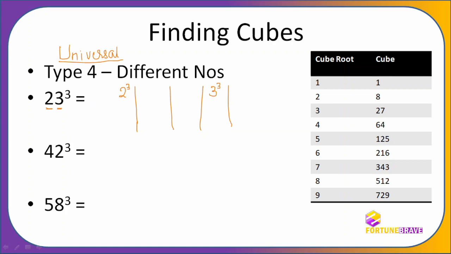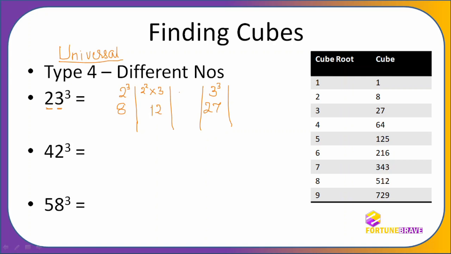2 cube here, 3 cube here, right? So 2 cube is 8, 3 cube is 27. Now what will come here in the second column? First digit square into second digit. I'll repeat again. In the second column, first digit square into second digit. So 2 square is 4 into 3 is 12.